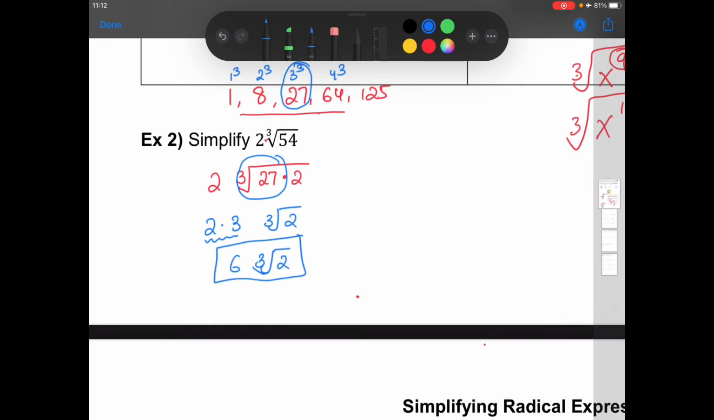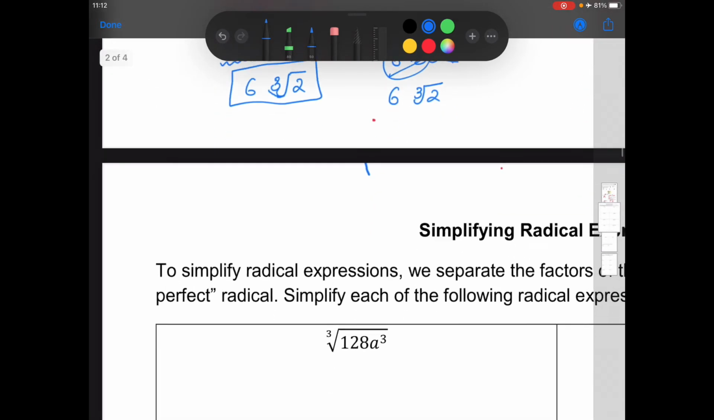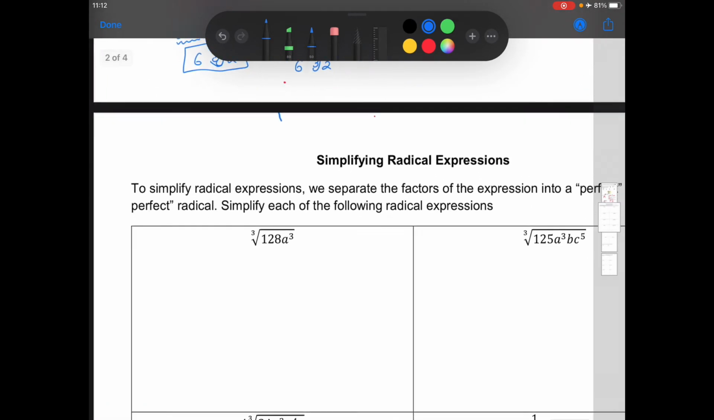Please be very careful. Don't write your 3 too big. Make sure it's in the index, right? If I wrote it like this, sometimes people will, and then they'll think you can multiply these two. No, that'll be wrong. So be very careful. The cube root of 2, just like I wrote here, okay? Smaller than the other numbers and in the index of your radical.